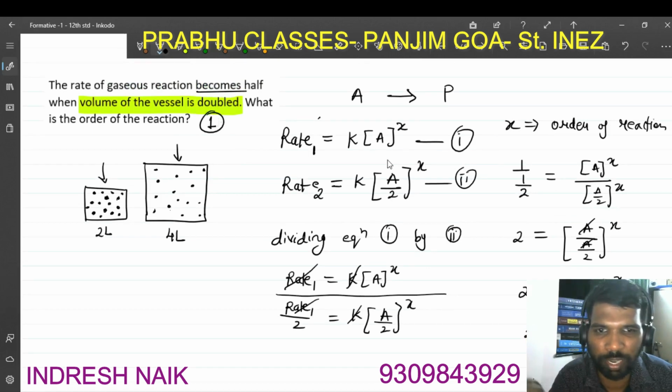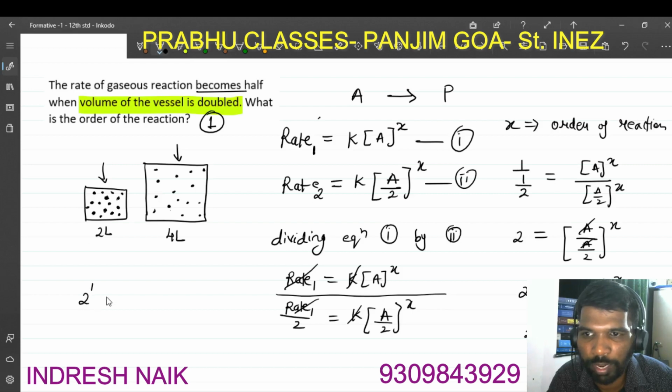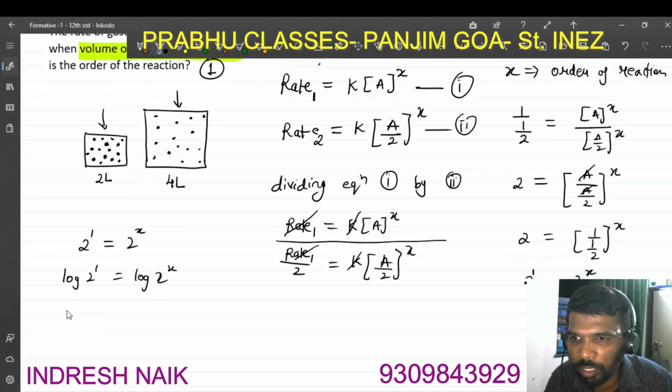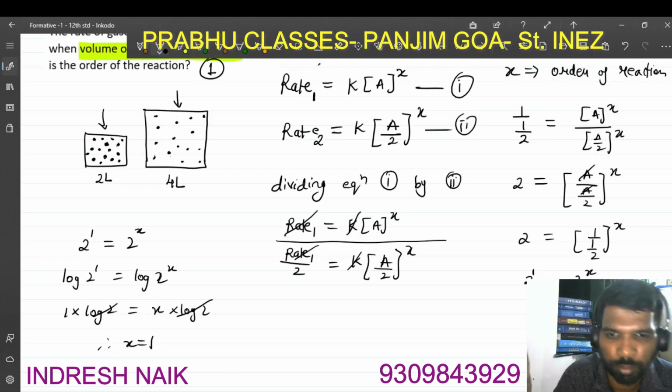Here also I'll tell you how it is 1. We are getting 2 raised to 1 and 2 raised to x. You take log on both sides. So log of 2 raised to 1 will be equal to log of 2 raised to x. From the identities of the logarithm, this could be written as 1 multiplied by log of 2, which is equal to x multiplied by log of 2. Log 2 will get cancelled. Therefore, x will be equal to 1. That's it.